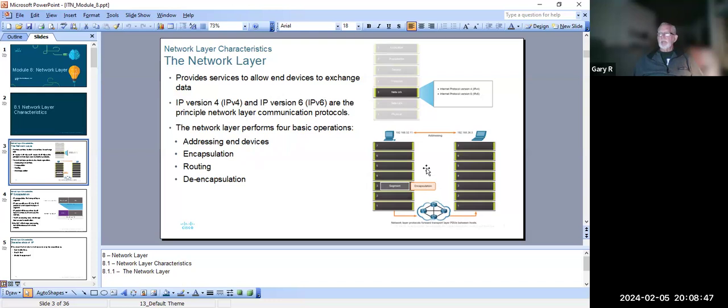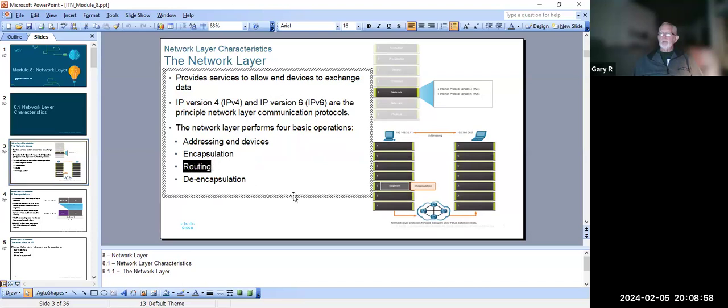When something is handed from above down to the network layer, it is encapsulated and then sent out. Along the way, it may be routed if routing is called for. At the other end, you get de-encapsulation and it is handed up to the proper protocol running above. Okay.